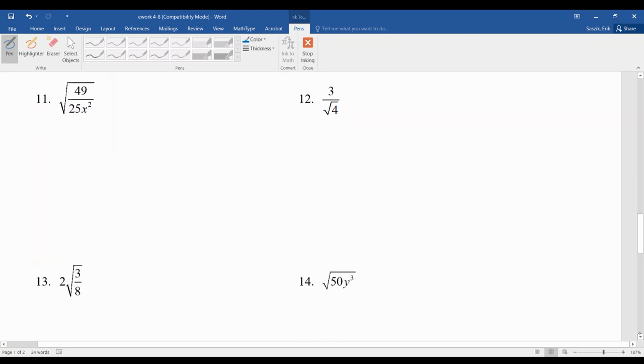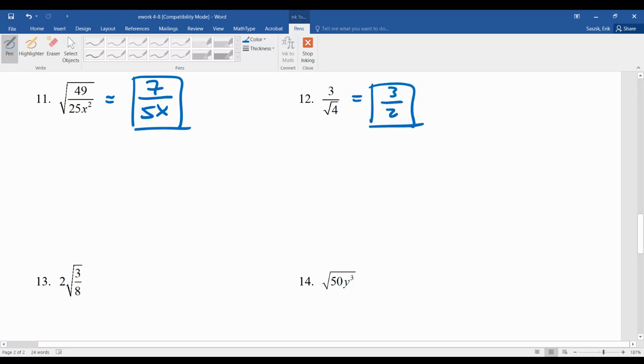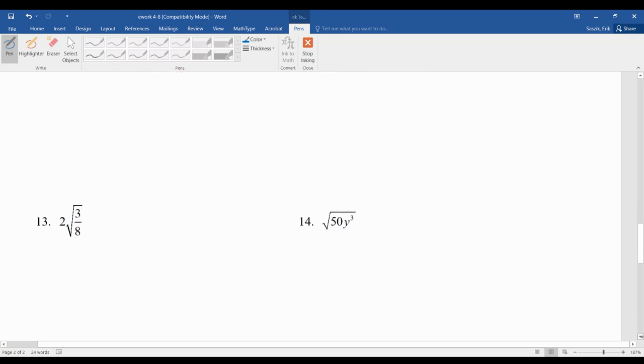Okay, next page. These are actually pretty simple. Look, what do you notice at the top for number 11? 49 is, I'm hoping that you're saying, perfect square. What's 25? It's a perfect square. What's x squared? It's a perfect square. So square root of 49 is just 7. You're done. Remember, the even power comes out and you cut the power in half. You got a perfect square downstairs. You're done. So some of these are kind of easy.